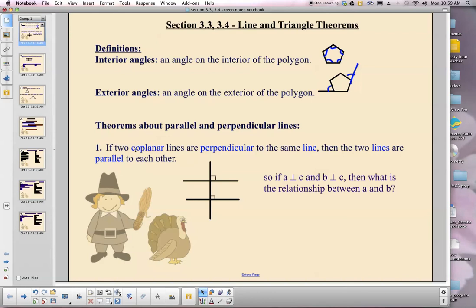The first theorem says if two coplanar lines are perpendicular. So coplanar means they sit in the same flat surface and are perpendicular. So you know that means they make right angles to the exact same line. So I have two flat lines that are perpendicular to the same line. So they make right angles, both of them. Then it says the two lines have to be parallel to each other. Okay, so we have line A here, line B here, and line C here. So it says if A is perpendicular to C and B is perpendicular to C, then what's the relationship between A and B? A and B have to be parallel.